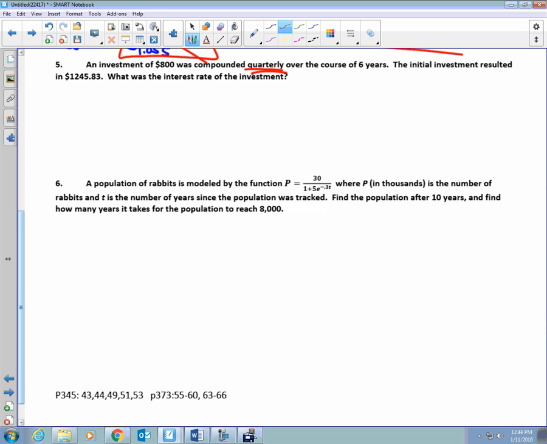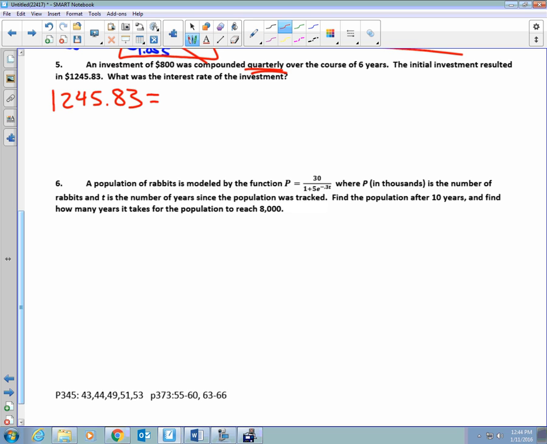A variable. I can't do it with those variables. All right, so we got 1,245.83. We're going to use the first one, the second one.